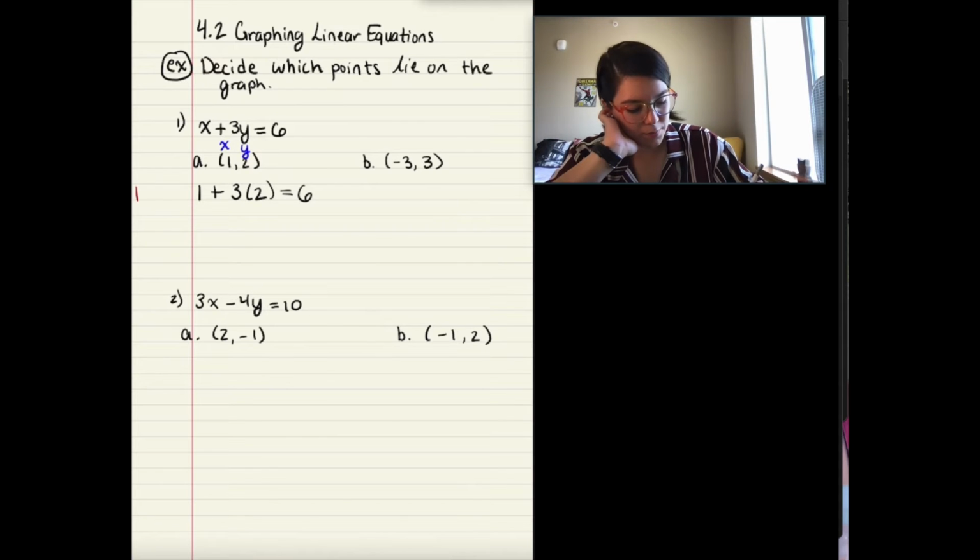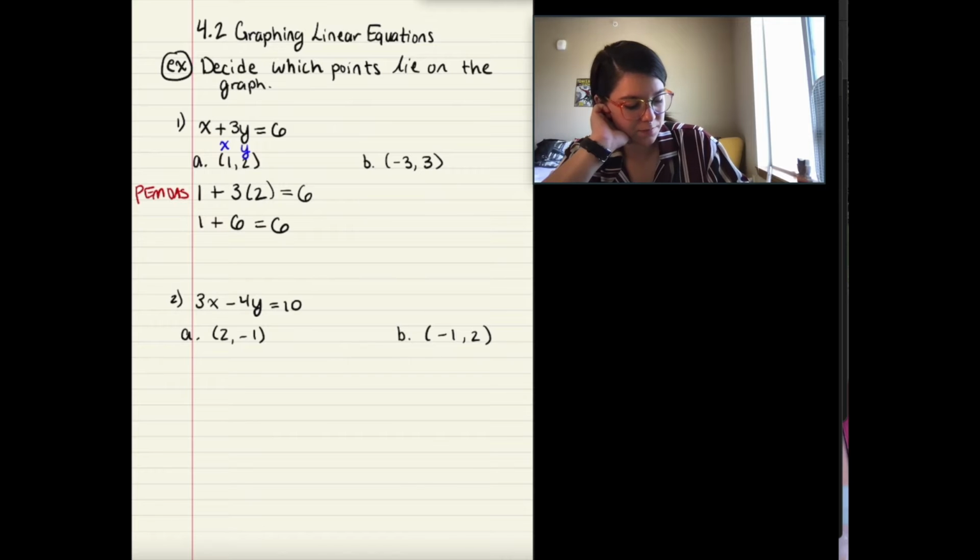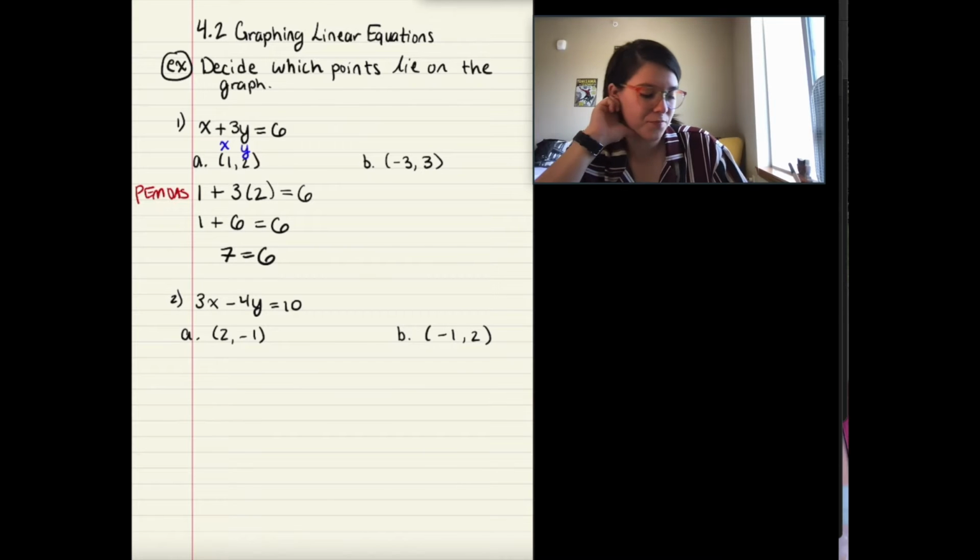So remember PEMDAS, that's our order of operations. So we have parentheses, exponents, multiplication, division, addition, and subtraction. So we'll do multiplication first since we don't have any parentheses or exponents. So we have 1 plus 3 times 2, which is 6, is equal to 6. Then on the left we have 1 plus 6, which is 7. So we have 7 is equal to 6.